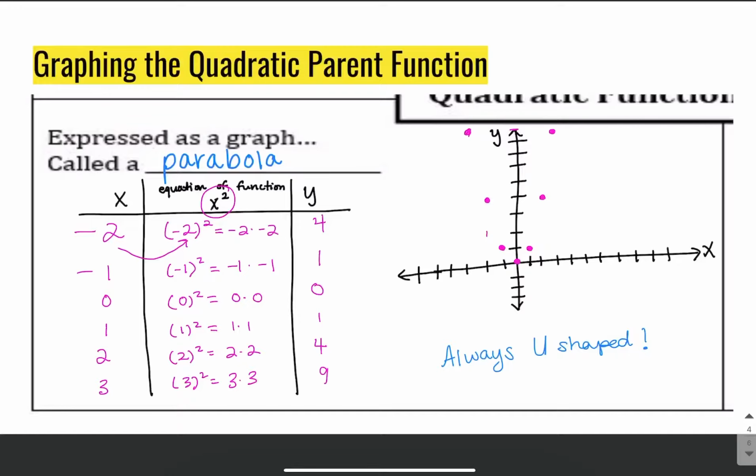Now, when you connect these dots, please make sure that you know that the shape is always a U shape. So make sure we have a curve here at the bottom. I would maybe start with that curve and then connect the dots going up. And then we should have arrows at the top because technically my graph keeps going. So this is what the pattern of a quadratic function looks like.